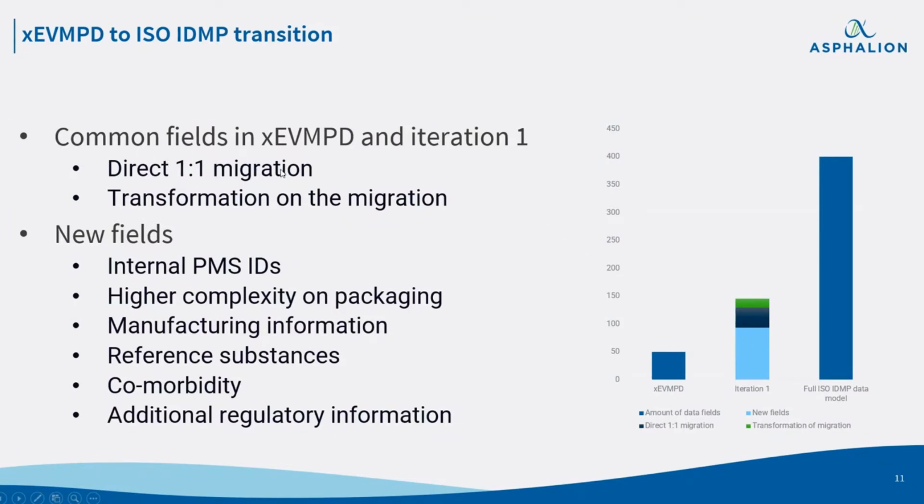This iteration one is basically what we have from XEVMPD. It will undergo a direct one-to-one migration. But then we have some data fields that cannot be directly migrated. There will be some parsing and some rules that are correct, but complicated, and depending on the quality of the data we have in XEVMPD, it can lead to errors. But that's our starting point. And then we have all the new data fields that we did not have before. We have to report them. We have to understand where they are coming from, whether we are really storing them, and who is responsible for generating this information.